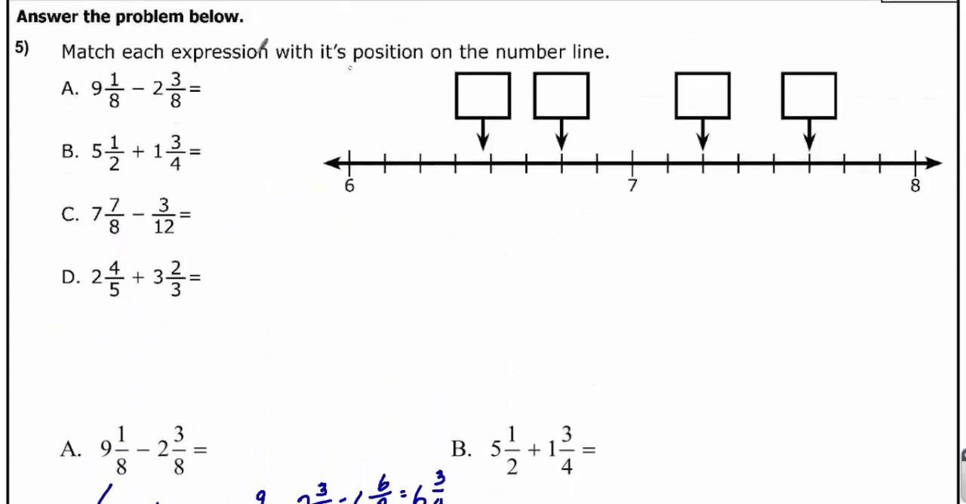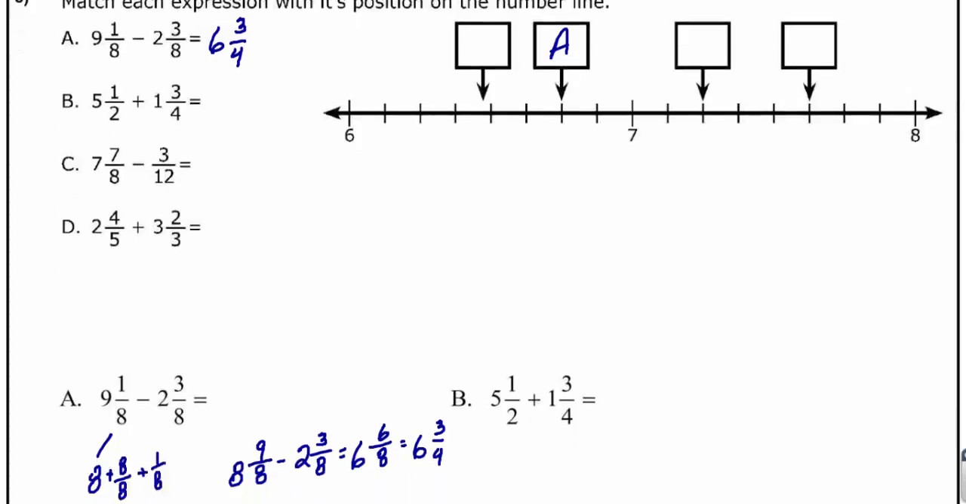So letter A, let's scroll up for a minute. Letter A is 6 and 3/4. 6 and 3/4 is right there. That's the 6 and 6/8. But we need the 6 and 3/4 for the bottom to simplify.